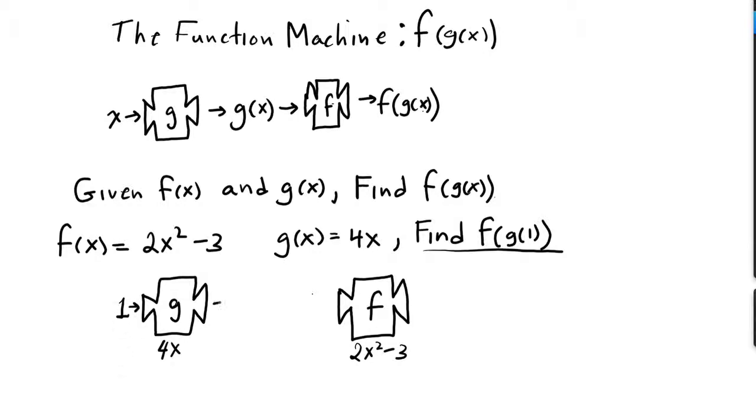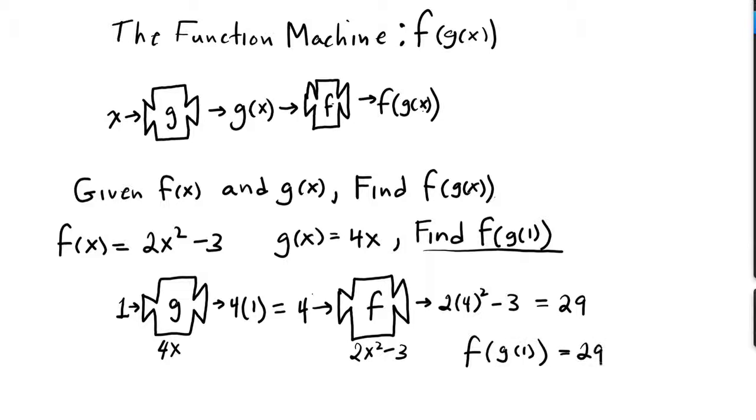into my function machine for g. Alright, so I pop that in, and what pops out is 4 times 1, which is equal to 4. And now 4 is the value that slides into the f function machine. And what pops out there is 2 times 4 squared minus 3. Alright, 4 squared is 16, times 2 is 32, minus 3 is 29. Alright, so this tells me that f of g of 1 is 29. Alright, that right there is the basic idea of evaluating a composite function.